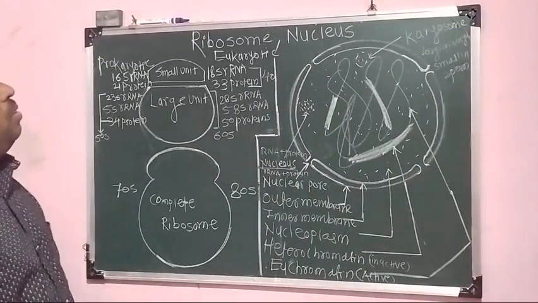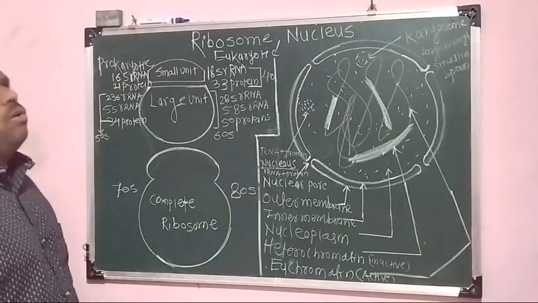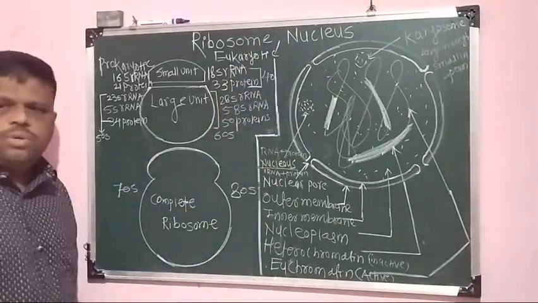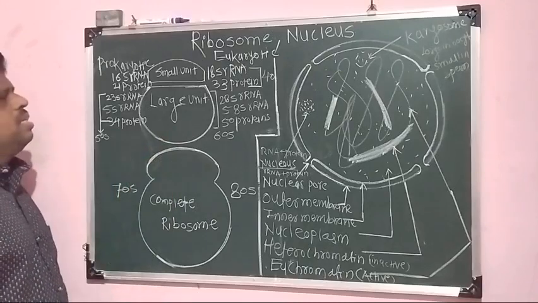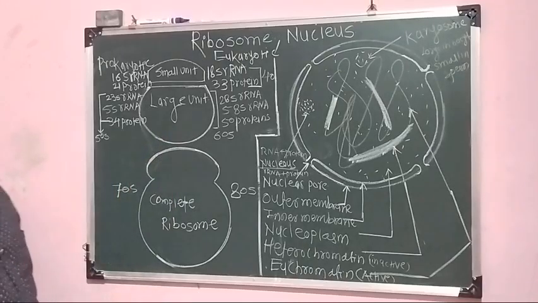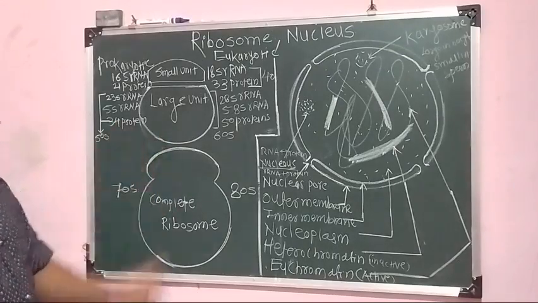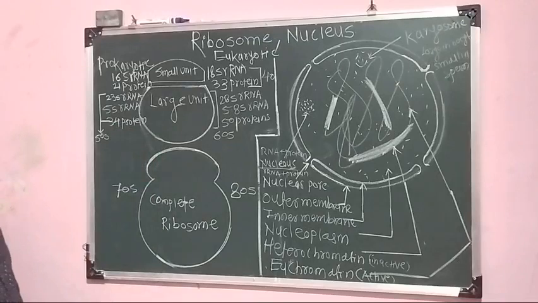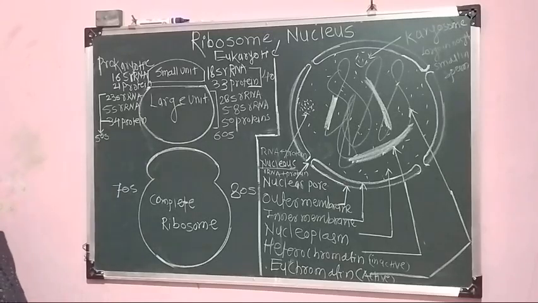Okay students, today you are going to study the next cell organelle, that is ribosome. After this we will study one more cell organelle, that is nucleus. As I said earlier, this is called a protein factory because it is mainly involved in the synthesis of protein. Two types of ribosomes are found in two different types of cells, the eukaryotic cell and the prokaryotic cell.